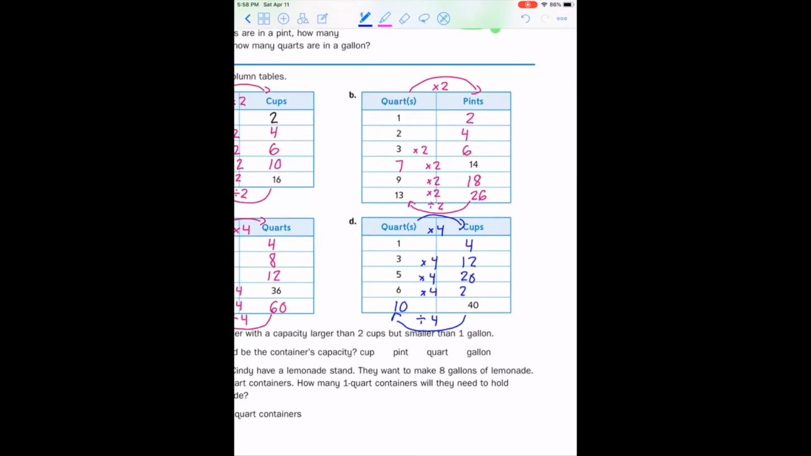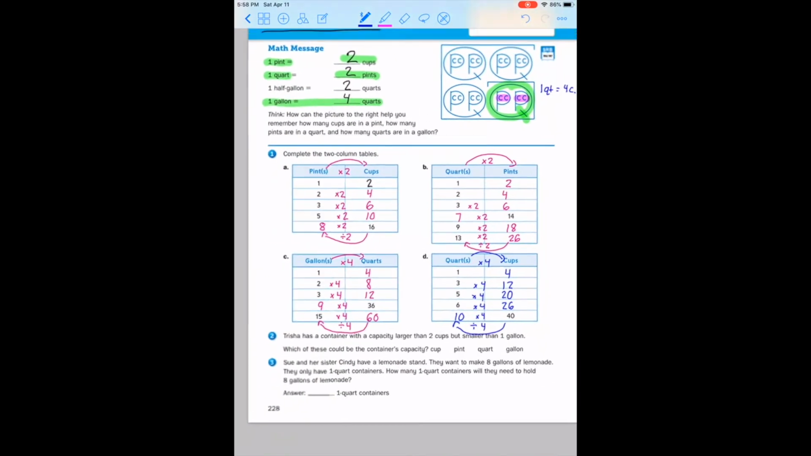Oop, I erased my 6 here. Oh, and Miss Mold's sloppy with her numbers. That looked like a 26. This is 20. This is 26. And 10 times 4 is 40. Awesome. So we finished all of our 2-column tables.